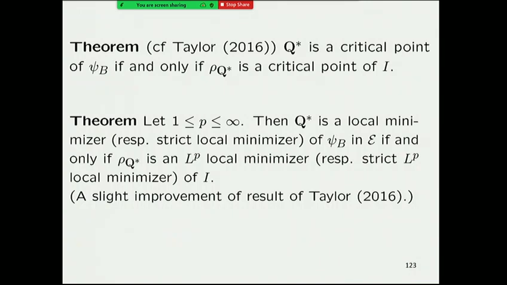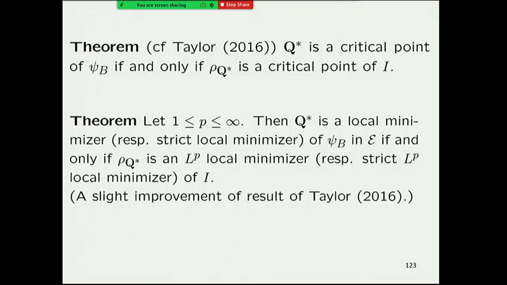And then Q star is a local minimizer in E if and only if rho of Q star is an L^p local minimizer. So this is a local minimizer. This is of course a function of.